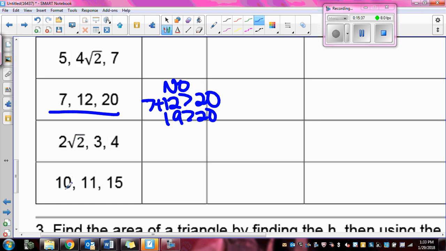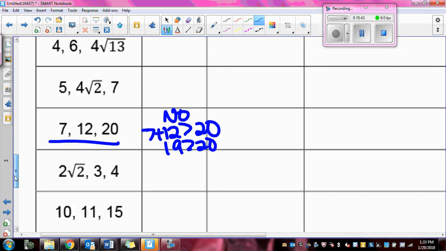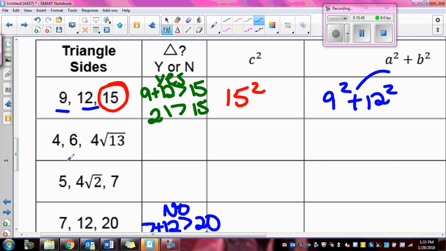All right, let's try one more. 11, 10, 11, 15. So that one might not either. Let's try this one. 5, 4 square root of 2, 7. My two smaller ones are probably, let's plug in your calculator. 4 square root of 2 is 5.6. So is 5 plus 5.6 greater than 7?